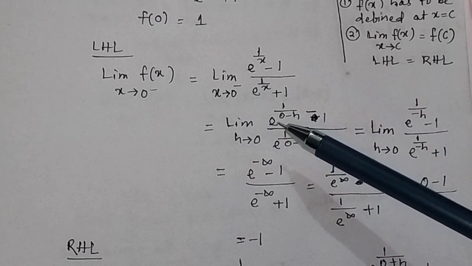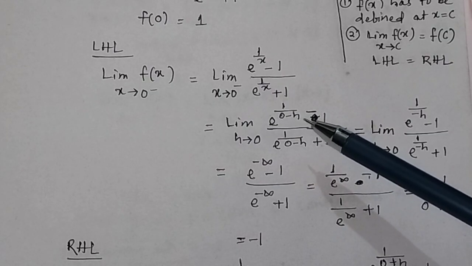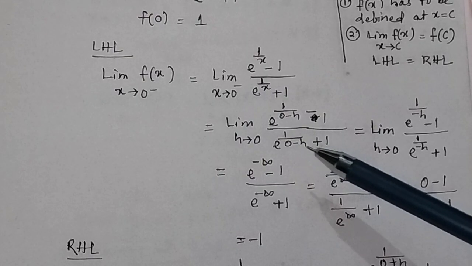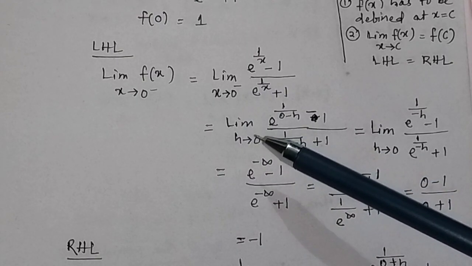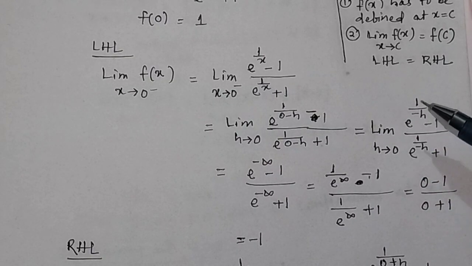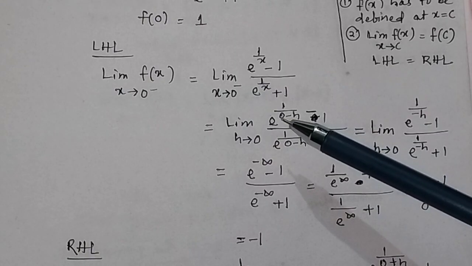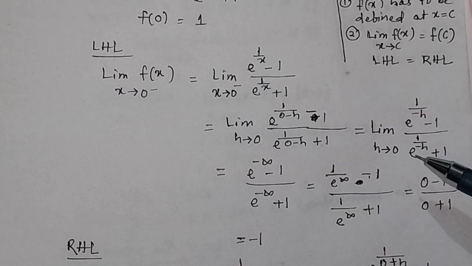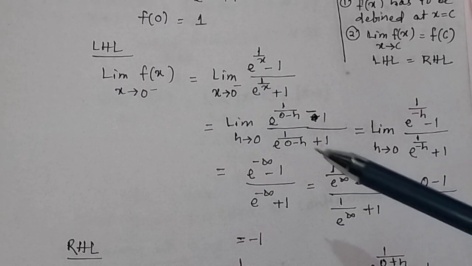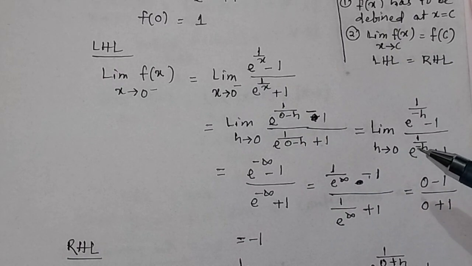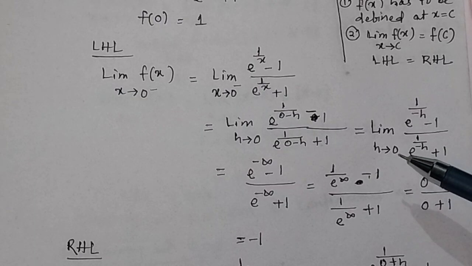So the function will be e to the power 1 divided by (0 minus h), minus 1, divided by e to the power 1 by (0 minus h), plus 1, and h approaches 0. So that will be equal to the limit of (e^(1/(-h)) - 1) / (e^(1/(-h)) + 1) as h approaches 0, because 1 divided by 0 minus h is equal to 1 by minus h.